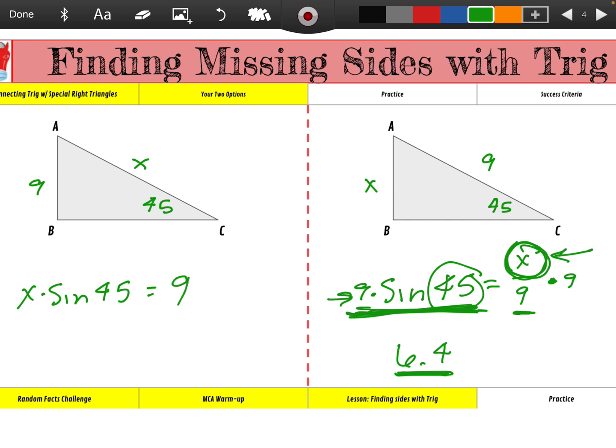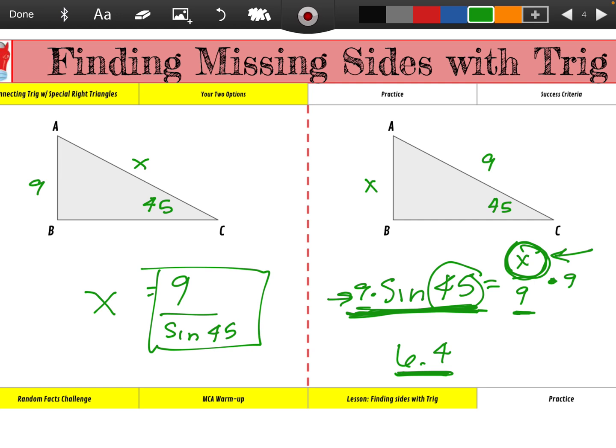And I say, well, now how do I solve for x? Well, I have this sine 45, so then I'd be dividing by sine 45. And then that's going to 1. So now all I'm left with here is the x, which I wanted. And that is what I'd be punching into the calculator.